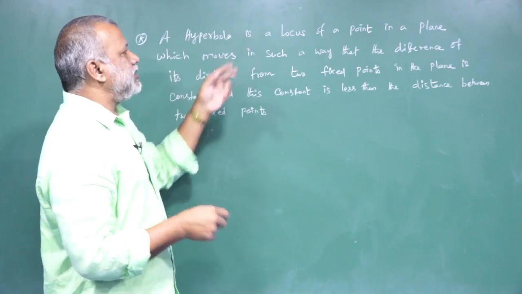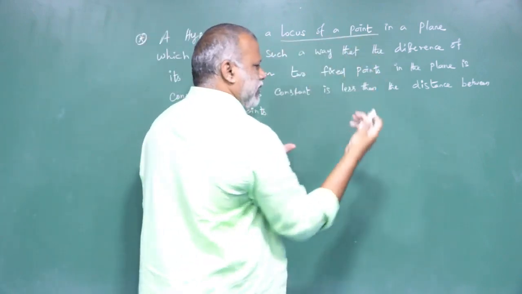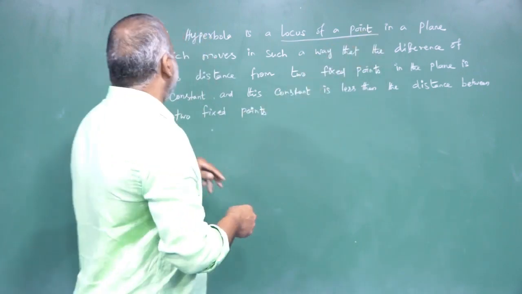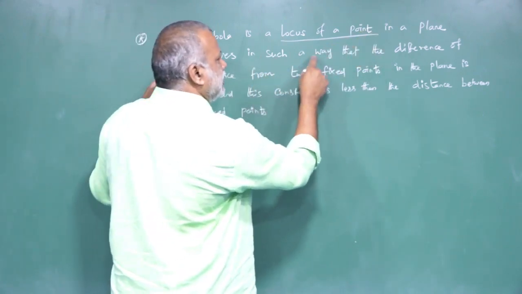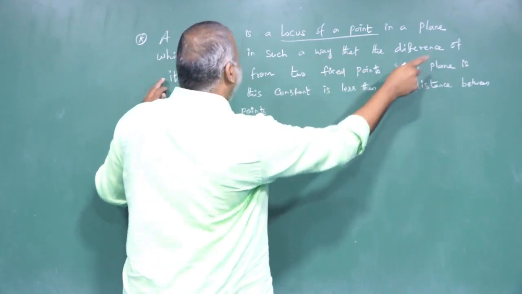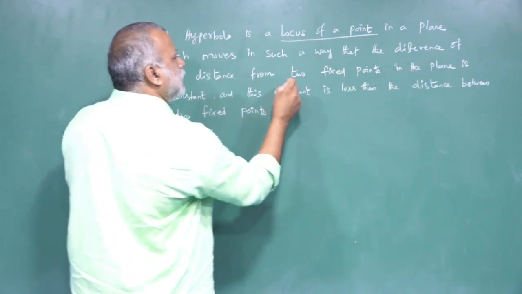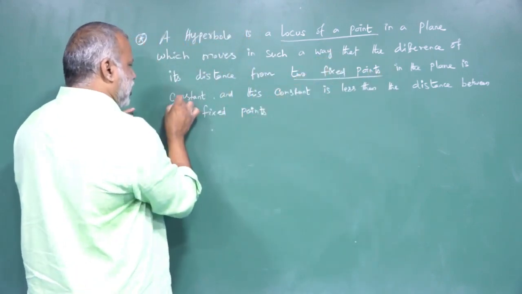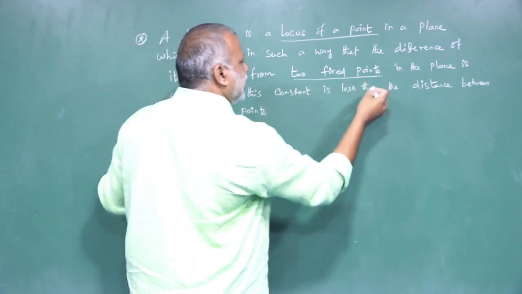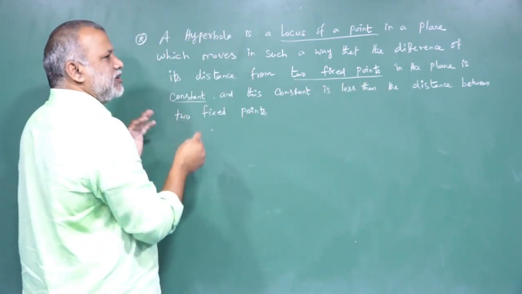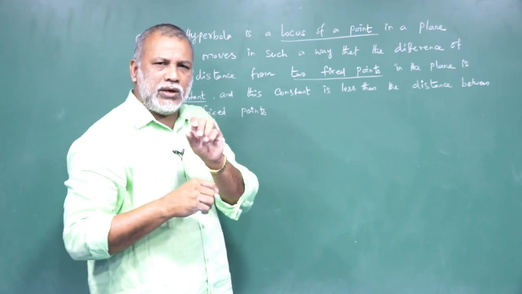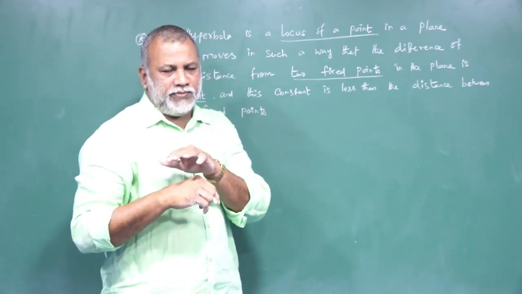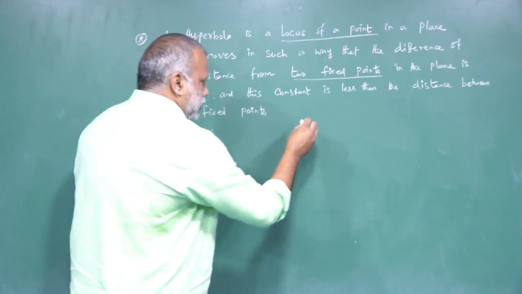A hyperbola is a locus of a point. We know the meaning of locus: the path traced by a moving point in a plane, which moves in such a way that the difference of its distances from two fixed points in the plane is constant, and this constant is less than the distance between the two fixed points. We already worked out the focal property of an ellipse and also the focal property of a hyperbola. Recall that one.